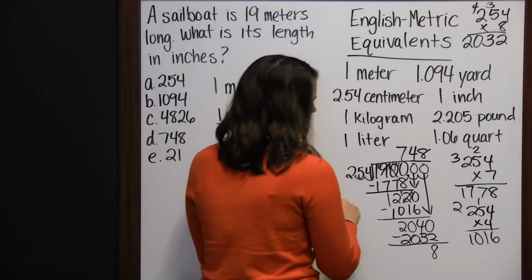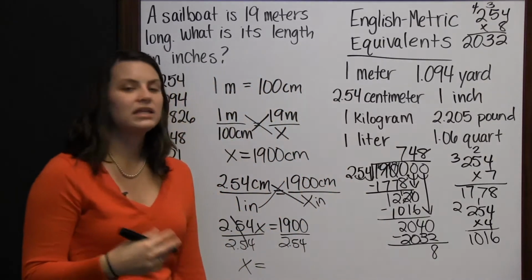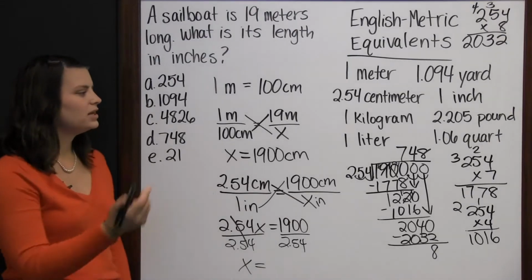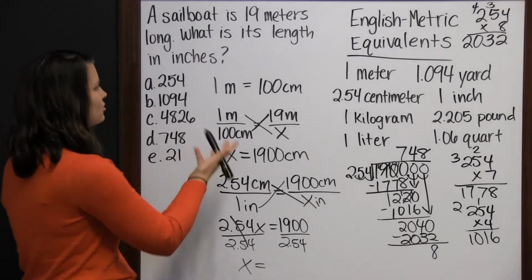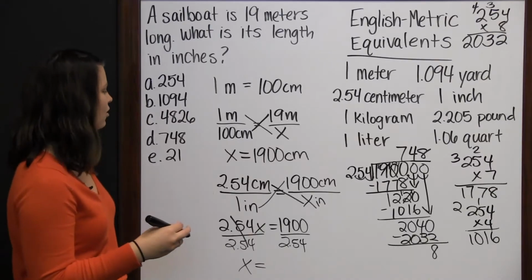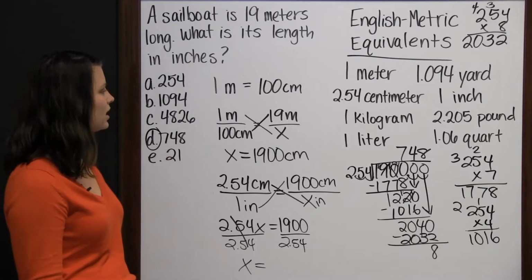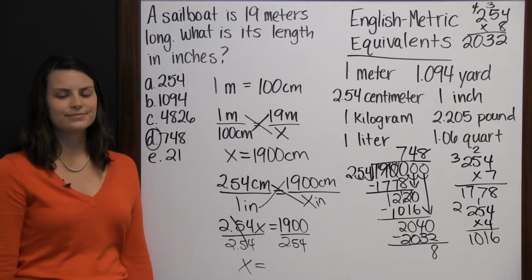It'd be 8 out of 254, or we could keep going to find our decimal. But if we look at our answers, we don't need to keep going because none of our answers have the decimal as part of it. So our answer is D, 748 inches.